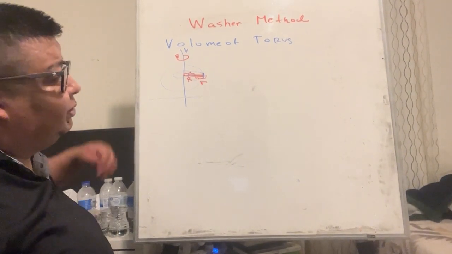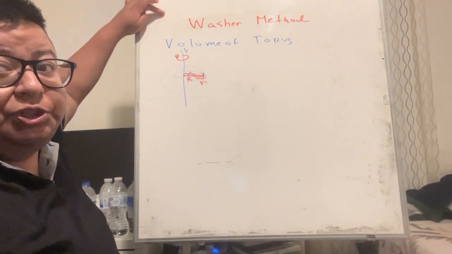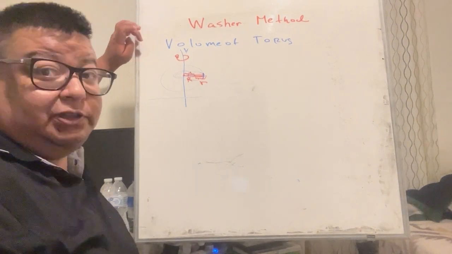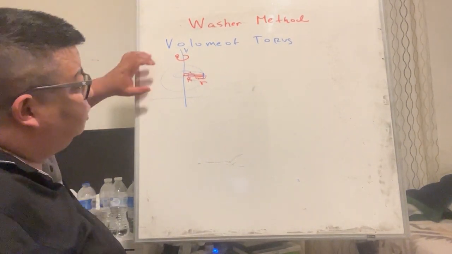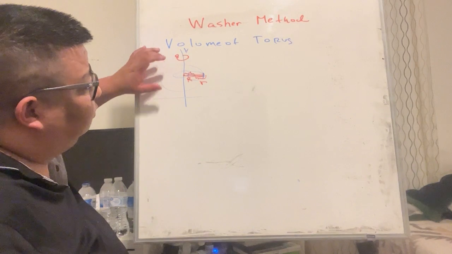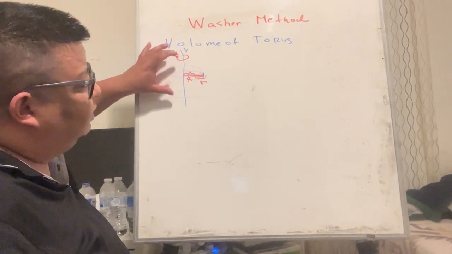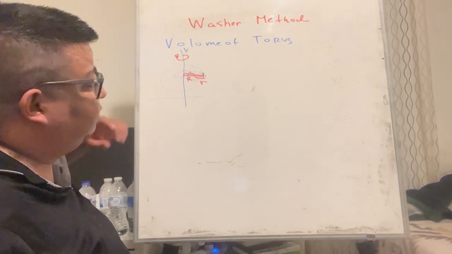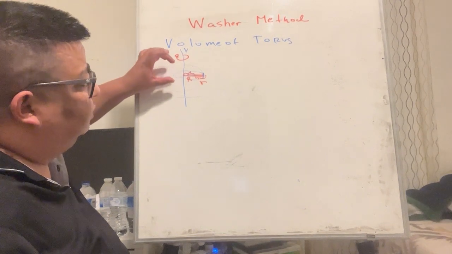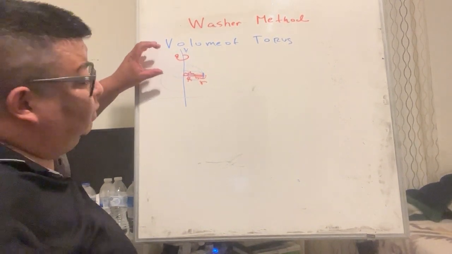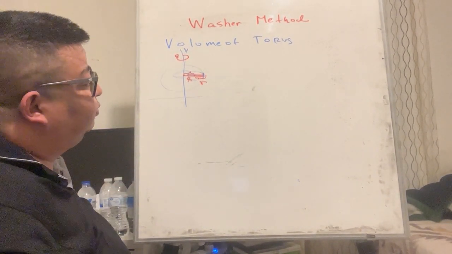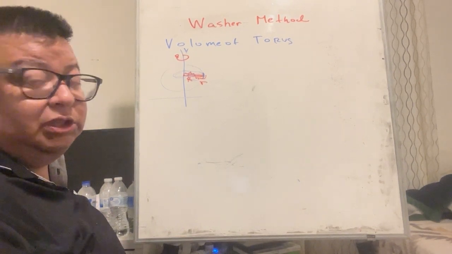Welcome. In this video, I'm going to teach you how to use the washer method to find the volume of a torus. A torus is like a donut. It is a donut with a circle in the middle, with a hole in the middle. Basically, it's a donut.